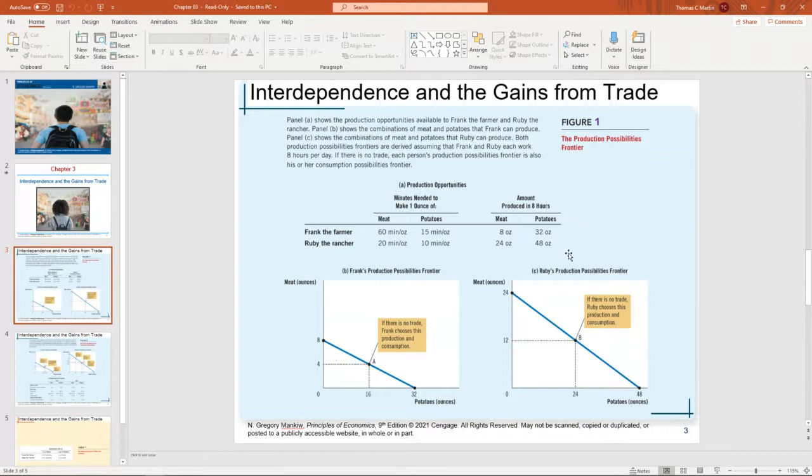Who has absolute advantage on meat? That was a question. William? Elizabeth?